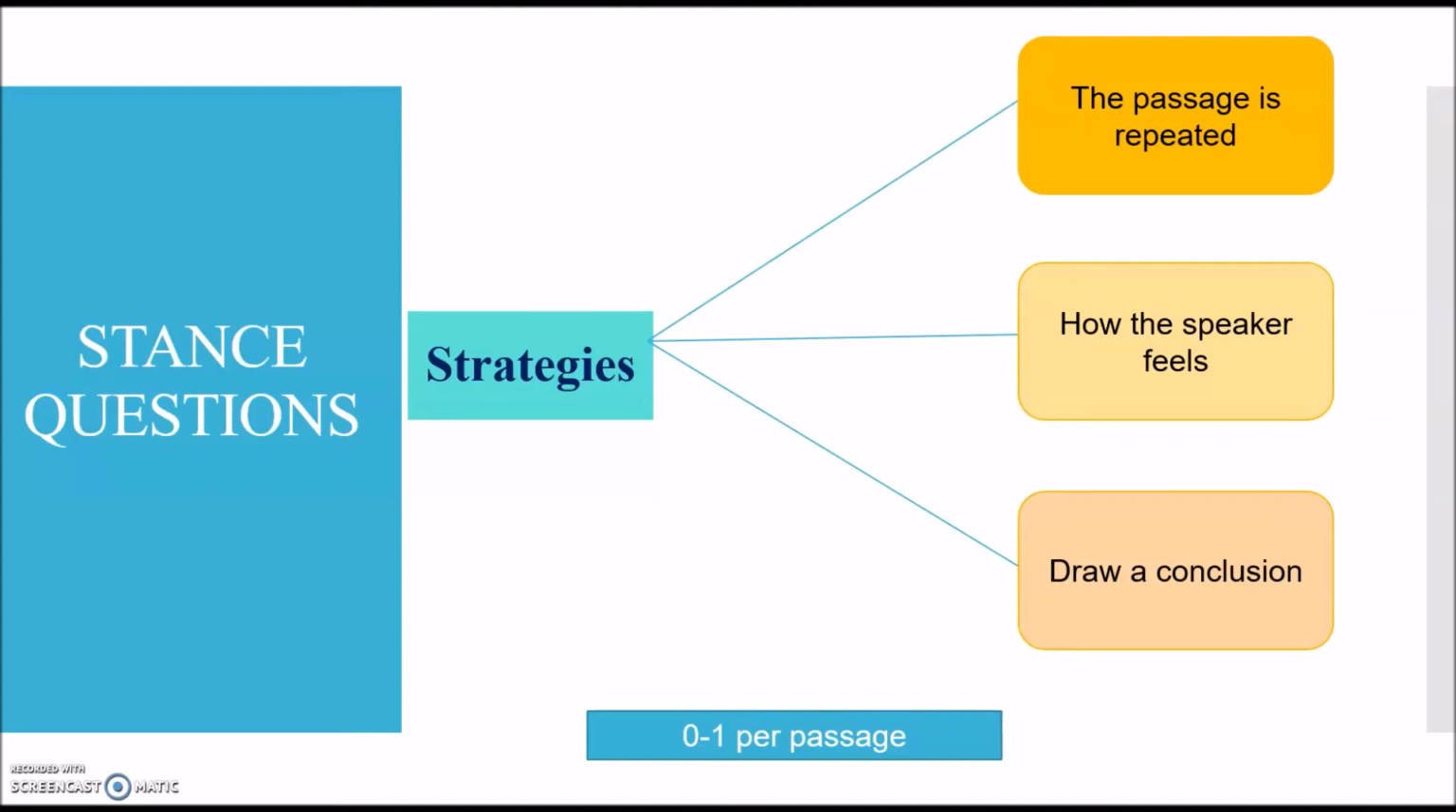Well, the next question type is stance questions. These questions are less common than others. There will usually be 0 to 1 per passage. There are 3 strategies in this part. One, if a part of the passage is repeated, pay careful attention to it. Two, form an idea about how the speaker feels, based on the tone of voice, word choice, and context.